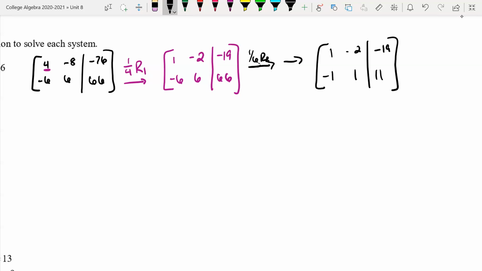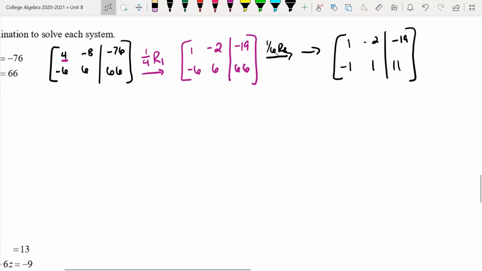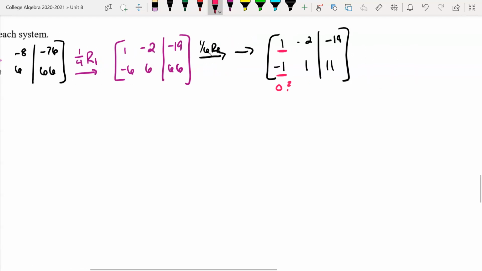All right? So then I'm looking at this and it's like, all right, I have a 1 here now. That's what we want. How can I get a 0 here? Well, I can take row 1, because that's the one I don't want to change, and add it to row 2 to get a 0 there.